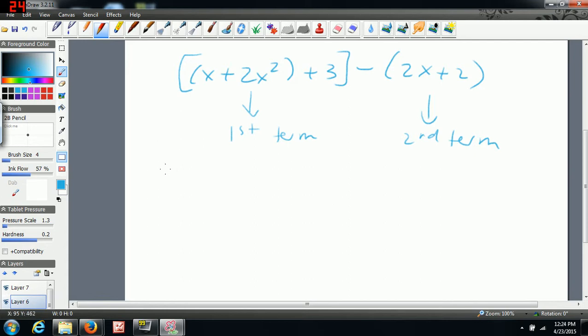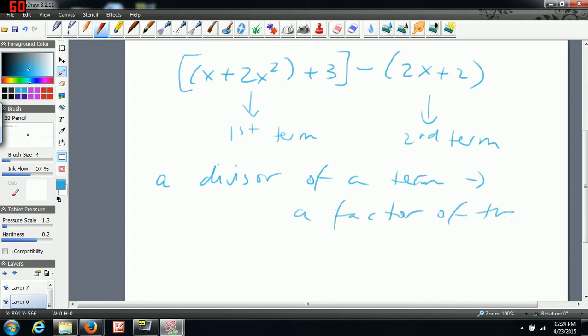If you have a divisor of a term, that's called a factor of that term. So a divisor of a term is a factor of that term. A divisor is something that divides something. Okay?